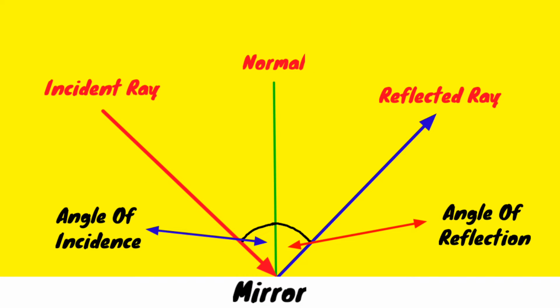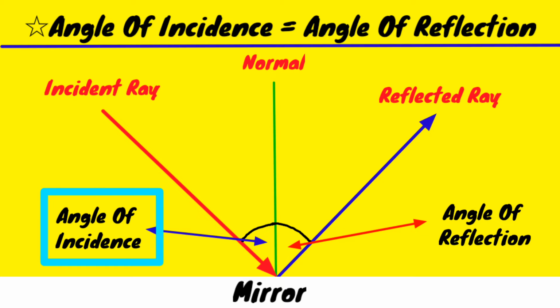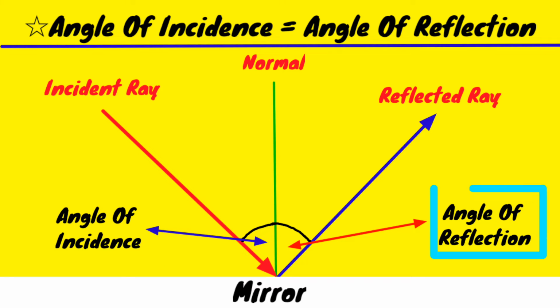This is the reflection of light from a plane mirror. The incident ray is a ray which hits the surface. Reflected ray is a ray which is reflected from a surface. Normal is a line perpendicular to the surface. Angle of incidence is the angle between the normal and the incident ray. Angle of reflection is the angle between the normal and the reflected ray.